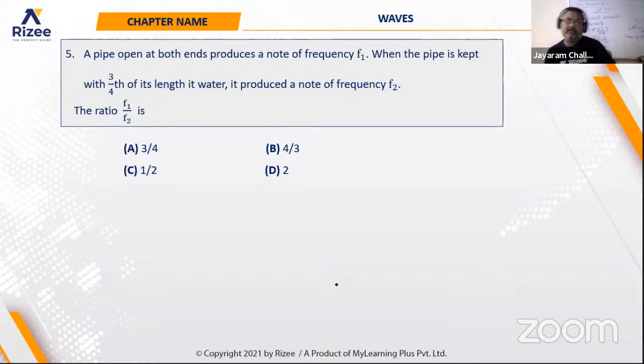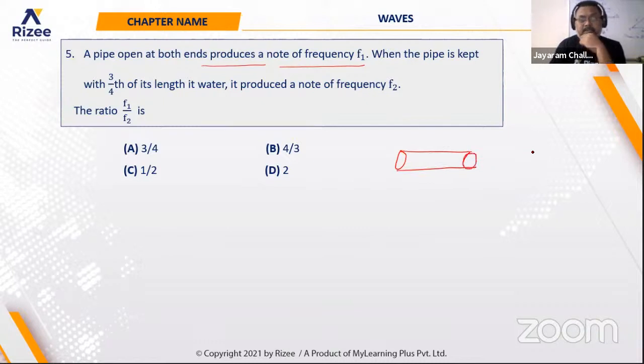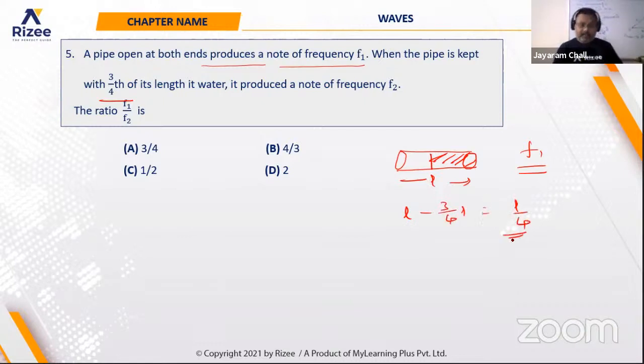Now coming to another one. A pipe open at both ends produces a note of frequency F1. Open at both ends means it's an open pipe, obviously. So open at both ends like this, it is producing a note of frequency F1. When the pipe is kept with 3/4 of its length lowered in water, that means you are closing 3/4 of the length with water. That means the length of the pipe L becomes L minus 3 by 4th of L, which is equal to L by 4. So this is the new length.